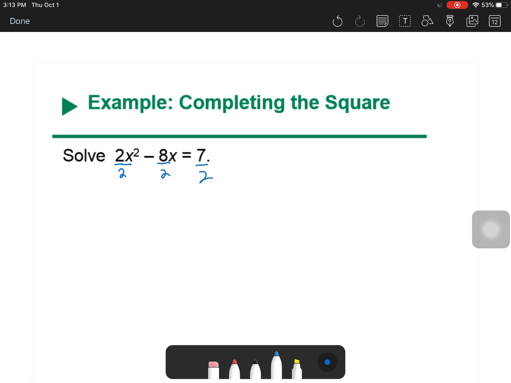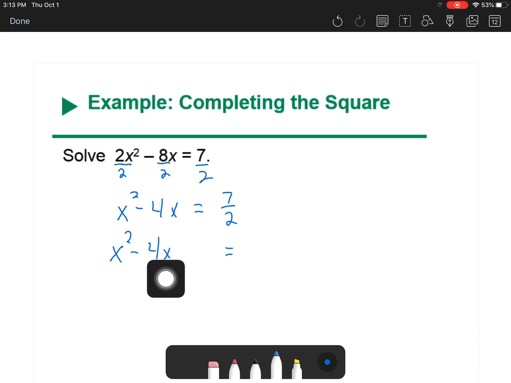So if it's something other than 1, you have to divide that out. I'm going to rewrite this as x squared minus 4x equals 7/2. Because I divided everything by the same thing on both sides, it's an equivalent equation. When I use this technique, leave yourself some space after your linear term, because you're going to complete the square at that point. Then you always want the constant over on the other side of the equation. It was already set up that way.